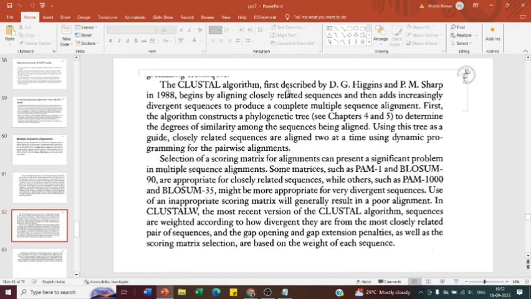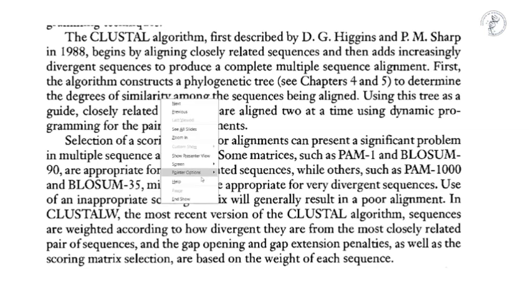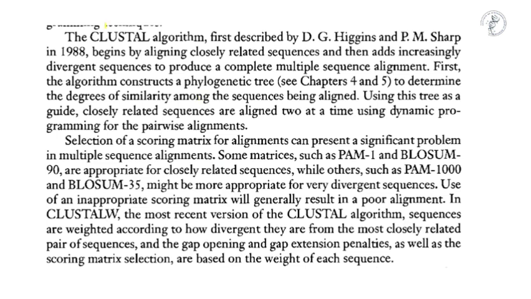Clustal W and Clustal Omega are the same; it has been renamed Clustal Omega. Earlier it was Clustal W. The algorithm was first described by D.G. Higgins and P.M. Sharp in 1988, and it begins with aligning closely related sequences.